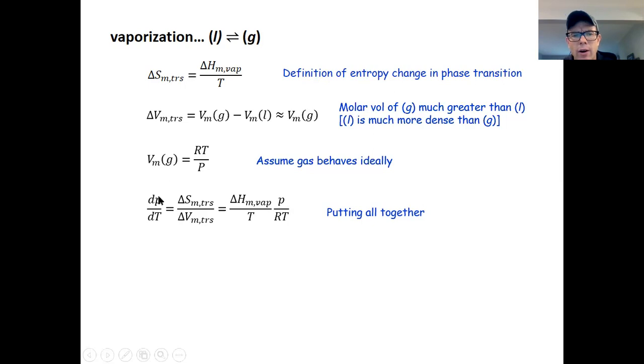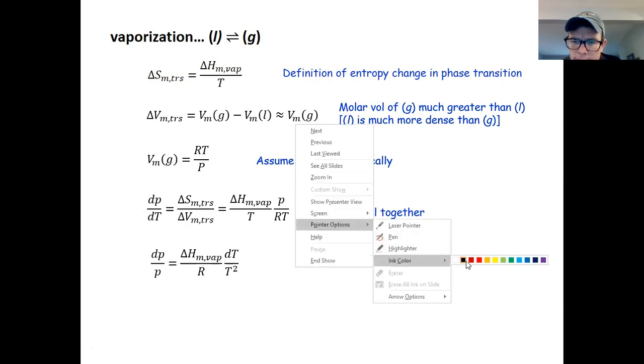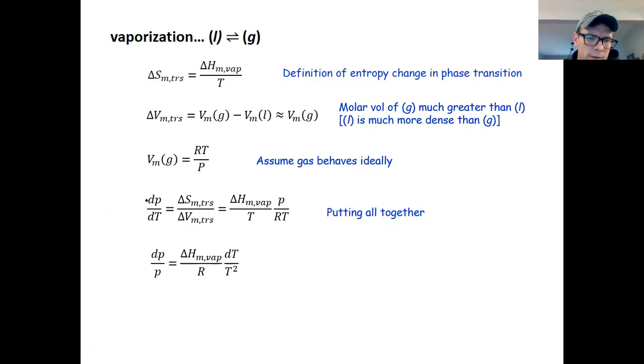Right? Over here, I have a dP variable, so I'm going to bring all my P's over to the left-hand side. And on the right-hand side, I'm going to get a dT variable. So if I group those, I get an expression that looks like this. I can now integrate it. So I integrate both sides.